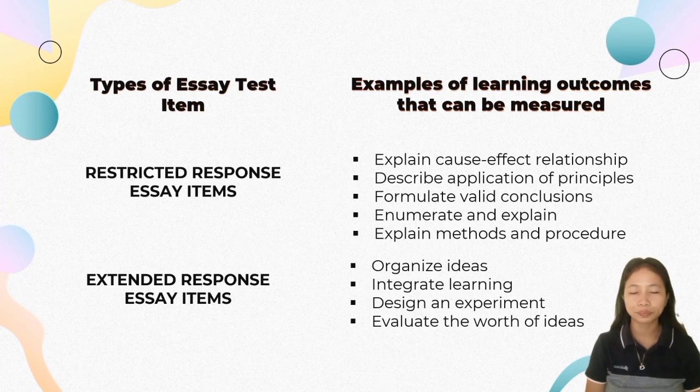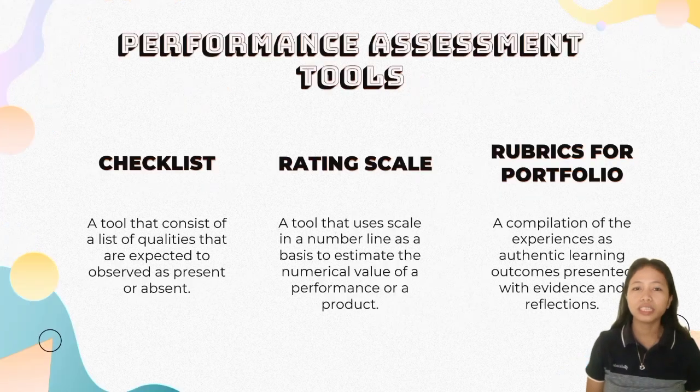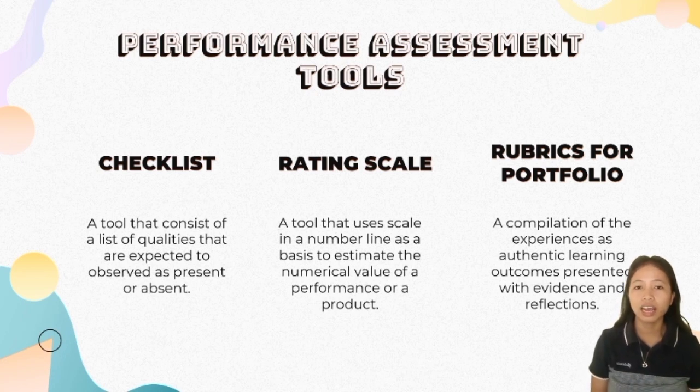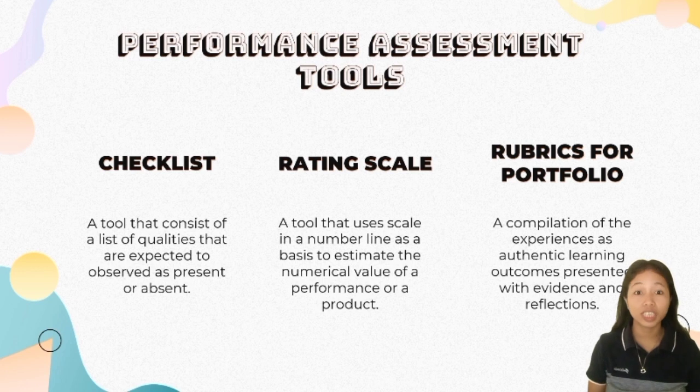Now, let's go on to another topic, the performance assessment tools. There are three kinds of performance assessment tools, and these are the checklist, rating scale, and rubrics for portfolio. So, what is a checklist? A checklist is a tool that consists of a list of qualities that are expected to be observed as present or absent. The presence is to be marked as a check and the absence is to be marked as X.